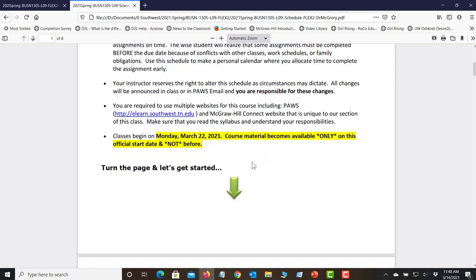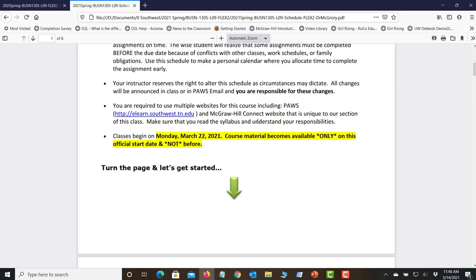All right, where does this class meet? Where are we supposed to go? It's entirely online. We're going to use two websites. This website, eLearn, that's called Pause. Our college calls that Pause. And that's where you'll get handouts like this one that we're looking at together. Where you're going to do a lot of your work, not all of your work, but a lot of your work, is in Connect. And it's important that you are using both.